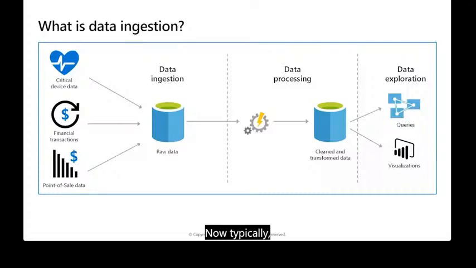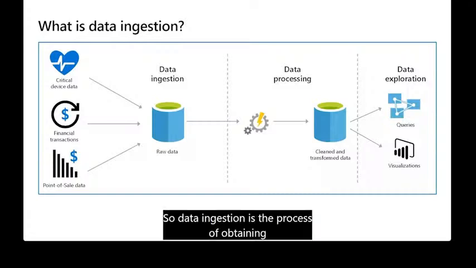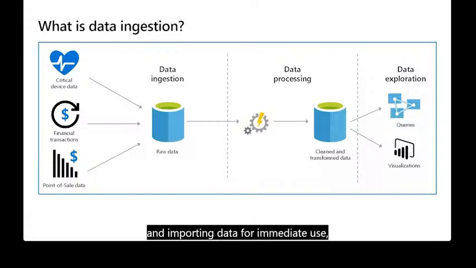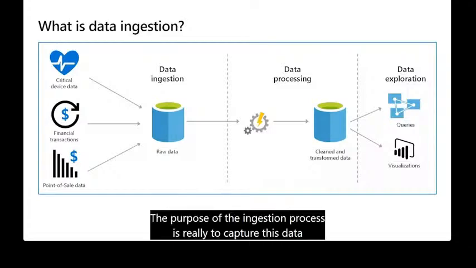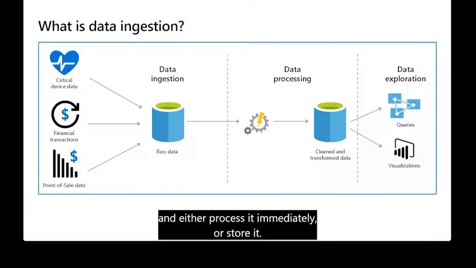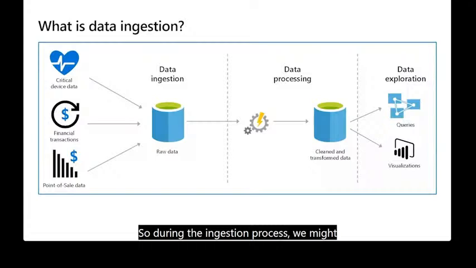Typically, to start the data analytics process, we begin with data ingestion. Data ingestion is the process of obtaining and importing data for immediate use, or we can store it in a database. During the data ingestion process, data could be ingested through a continuous stream, or it could come in batches. The purpose of the ingestion process is really to capture this data and either process it immediately or store it. During the ingestion process, we might do some filtering.